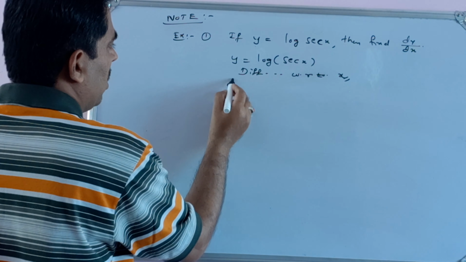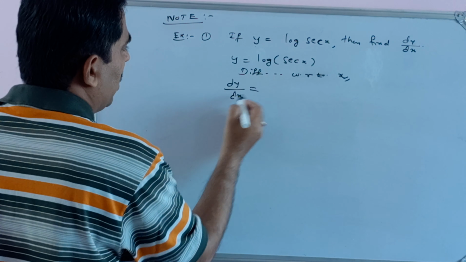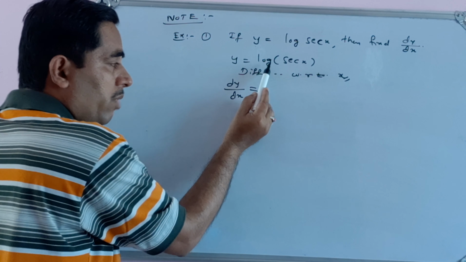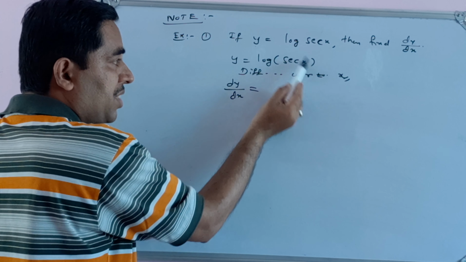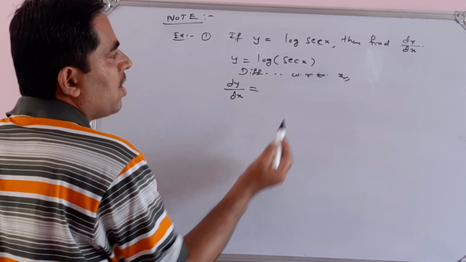Let's see what happens. See, dy by dx is equal to, on the right hand side, we have to differentiate log of secant x. See, we are differentiating, meaning applying the differential operator. Derivative of log x is 1 by x. That is 1 by x means secant x into this inner quantity, that is derivative of secant x.